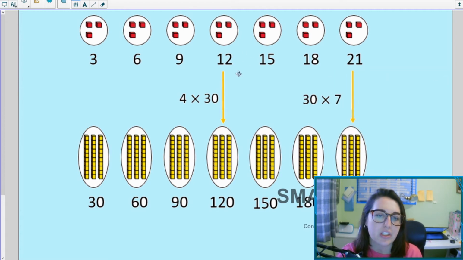And we've got some questions here. So 4 times 30 is 120. So we're doing the 4 times 3, which is 12, and then we've got it in the tens column, so it's 120. And the same here. 30 times 7, so instead of doing 3 times 7, which is 21, 30 times 7, sorry, 7 lots of 30 is 210.